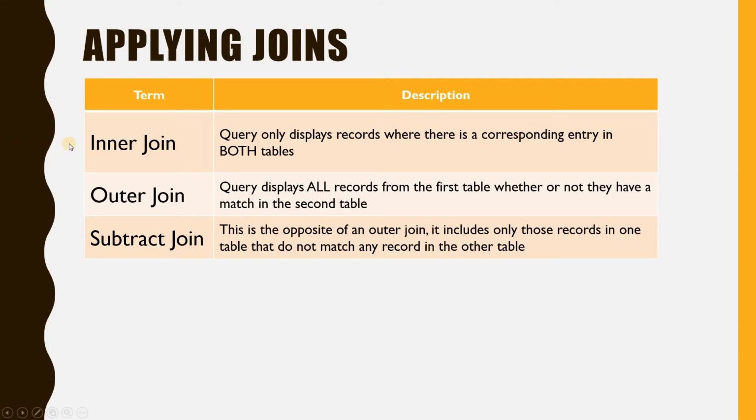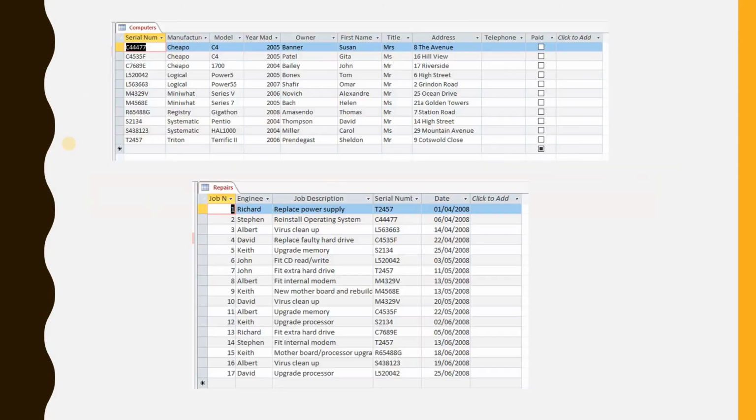The default join type, which is applied by Access automatically, is an inner join. With this type of join, a query will only display records where there is a corresponding entry in both tables. For example, a query on linked computers and repairs tables would only show computers that had a repair. Any computers without a repair job or jobs without relevant computer records would not be displayed.